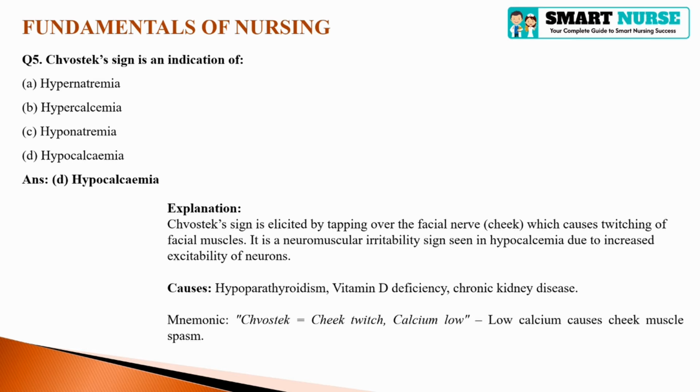So the options are: A hypernatremia, B hyperkalemia, C hyponatremia, and D hypokalemia.